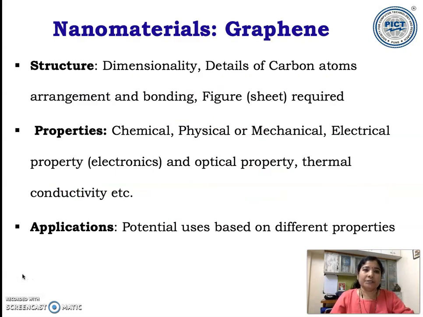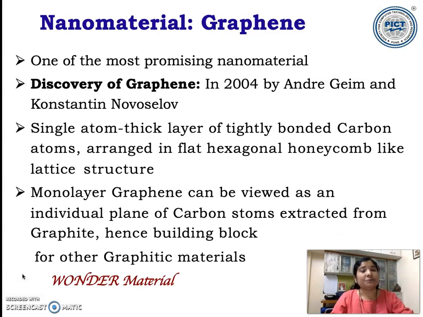So today in this session I'll be covering the structure, properties and applications of graphene. Graphene is a newly added allotrope in the carbon family. So welcome to the carbon family. Graphene is one of the most promising nanomaterials. It is also called a wonder material. Now why so? Because of its application in wide areas.